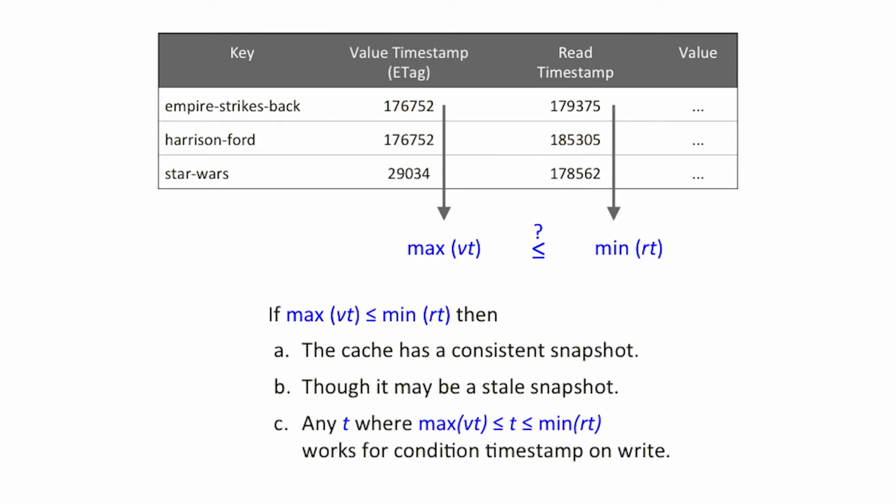When we refresh those values, we find that every item we have read, we've read it sometime after all the items have been written. In this case, we know that our cache is a semantically consistent snapshot of the source database. Now, it may be a stale snapshot. That is, as a replica, it may be inconsistent. But semantically, it is consistent.